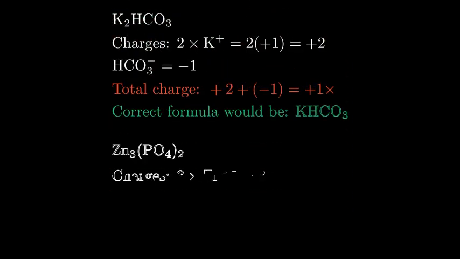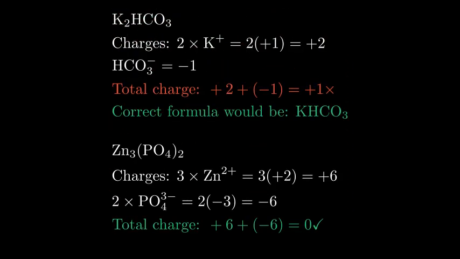Moving on to option B, which is potassium bicarbonate, K2HCO3, and zinc phosphate, Zn3(PO4)2. For potassium bicarbonate, we have 2 potassium ions, each with a charge of +1, giving a total positive charge of +2. The bicarbonate ion has a charge of -1, so we have a net charge of +1, which means this formula is incorrect. The correct formula should be KHCO3, with only 1 potassium ion.